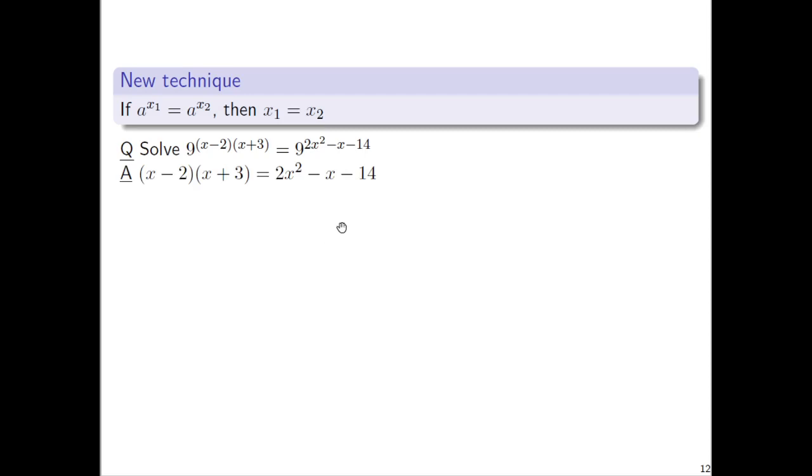So one exponent is x minus 2 times x plus 3. The other exponent is 2x squared minus x minus 14. Now, I know this equation looks funky, but you've got to step back for a moment. We now have many techniques for solving equations. So look at it and go, you know what? This is actually a quadratic equation.